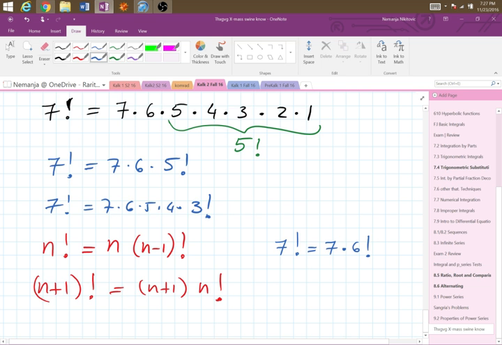N plus 1 works the same way. If we want to use n to be 7, then 8 factorial is equal to 8 times 7 factorial, and you see that that works as well. So if your n is 7, 7 plus 1 is 8, and then you have 8 times 7 factorial. So that 8 corresponds to the n plus 1 factorial, right? Yes. For both of these, we used n equals, let's say, 7.